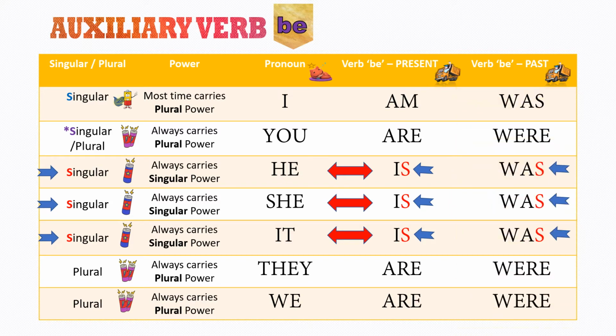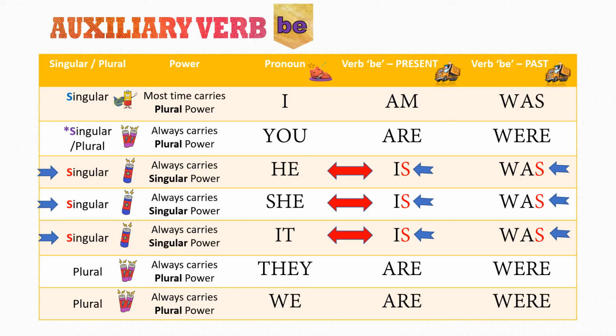Now let's look at the past tense form of the verb be. There are only two forms, which are was and were. Can you identify the pronouns that use the be verb was? You are right again. I, he, she, and it. The same pattern where the letter S in the be verb is in red, which is the same as the letter S in the singular. This means the red S is for singular.